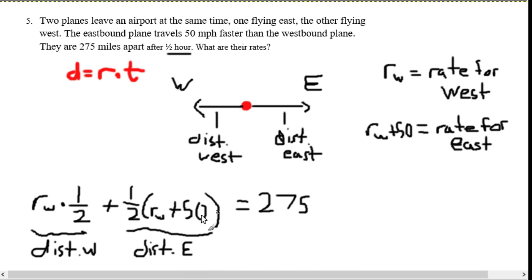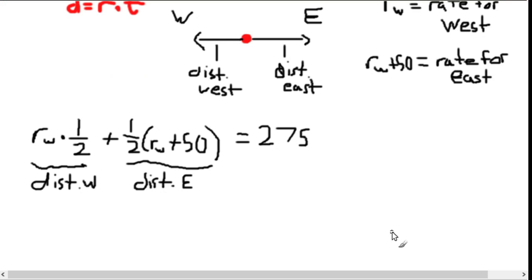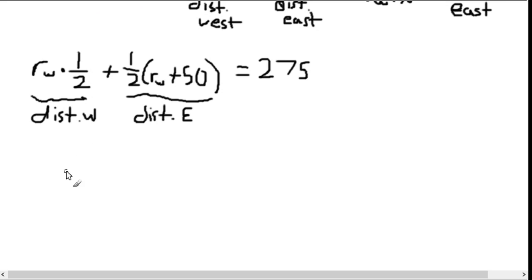Okay, and again, when we add those together, we get 275. So very much like a lot of the other problems, once we have this equation set up, now we can just solve it and things go pretty smoothly from here. Okay, so I'm going to add up 1/2. So let's rewrite this here. So we get 1/2.